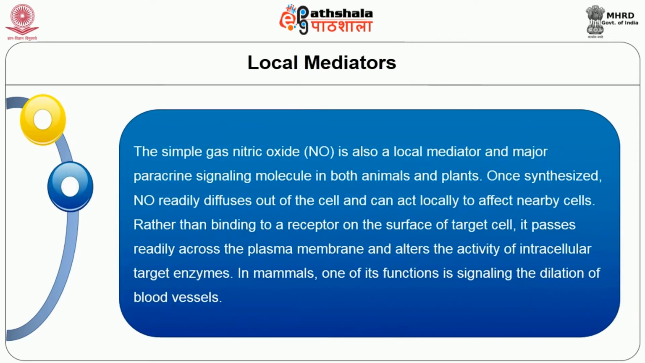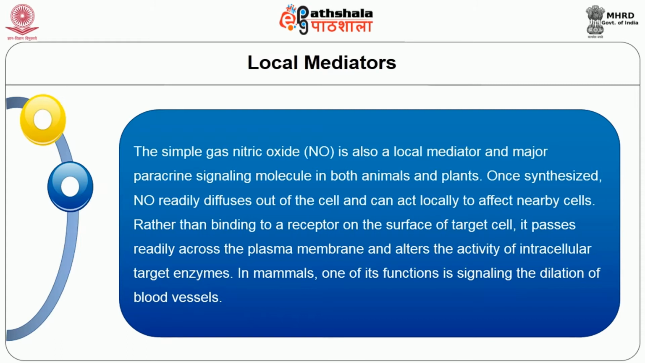The simple gas nitric oxide is also a local mediator and major paracrine signaling molecule in both animals and plants. So once synthesized, this nitric oxide readily diffuses out of the cell and can act locally to affect the nearby cells.